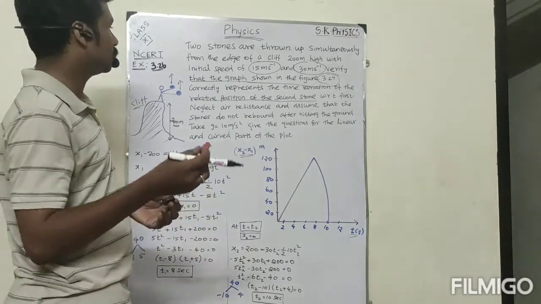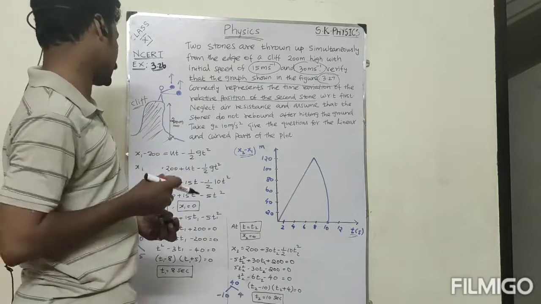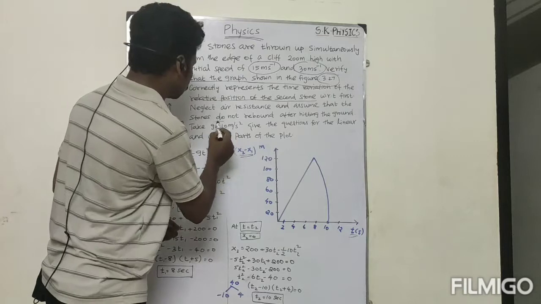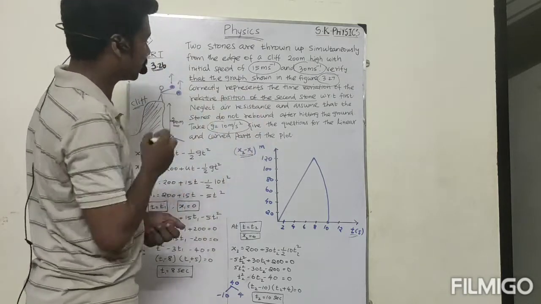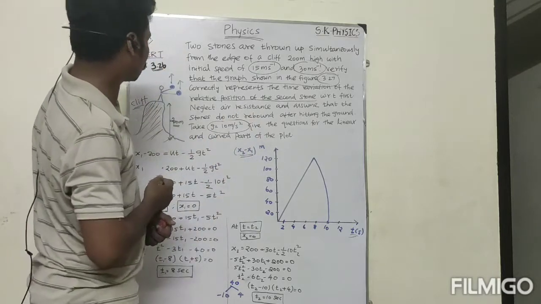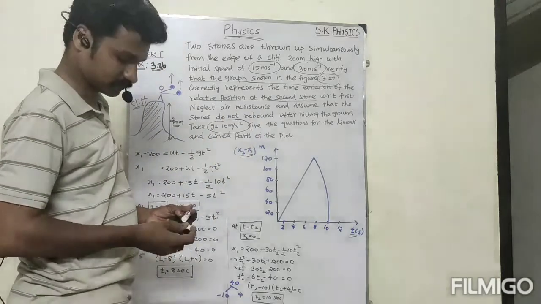Understand? So in this situation they said gravity value is normally taken as 10 meter per second squared. Then give the reasons for the linear or curved path.